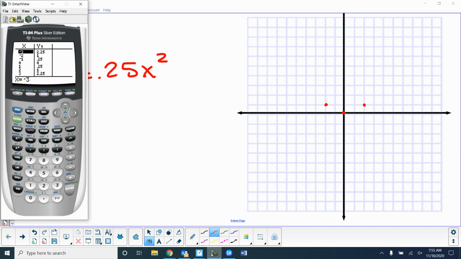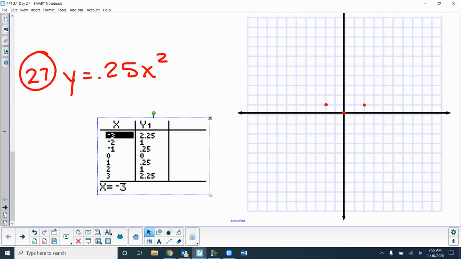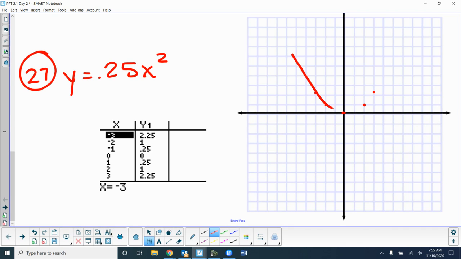Now let me do this. Pull these over so I can see them. All right, negative 3 doesn't give me much, 2.25. So that's about there. And positive 3. So it's just kind of a fat parabola. That's 27, okay?